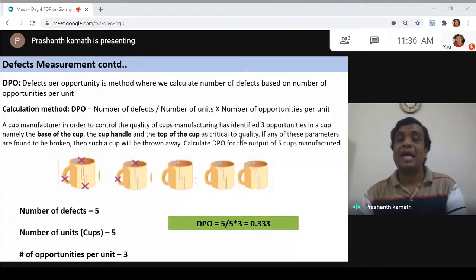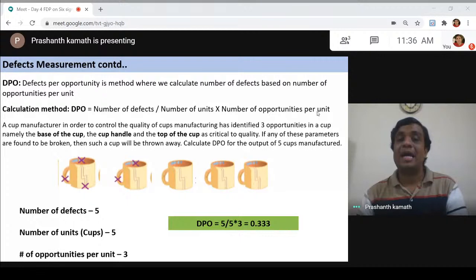Say Rani Chennamma Express or Gadak Solapur Express for that matter. Food is good, not at all good, horrible. Let's not have it, right? So that is how you expect something and then you measure. Is it meeting my expectation or is it not meeting my expectation, right? So that is what DPO is all about. Number of defects divided by number of units into number of opportunities per unit.